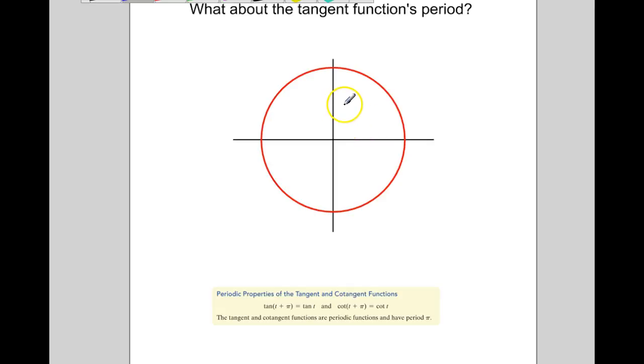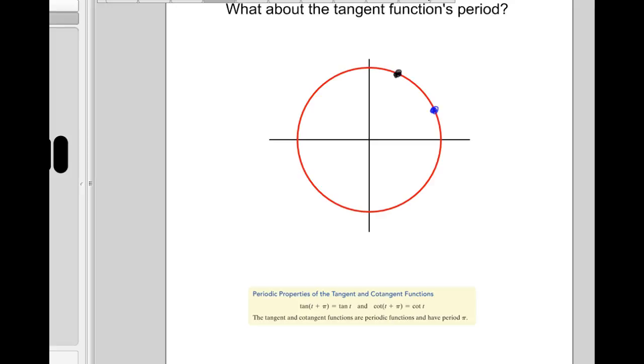Alright, what about the tangent function's period? Let's pick two different points here. Let's pick one right here, and then we'll pick another one right here. Now you'll see why I'm picking 2 points in a second. So let's say our initial side is over here. Let me do a dashed line. So this is the initial side for that blue line. Now, how long is it going to take until I get back to that exact same slope? Remember, the tangent is the slope.